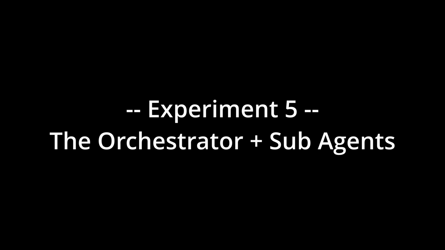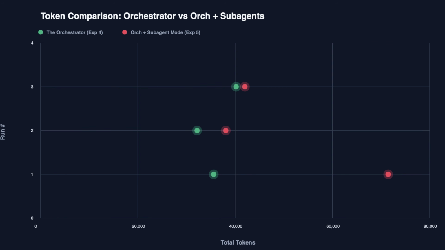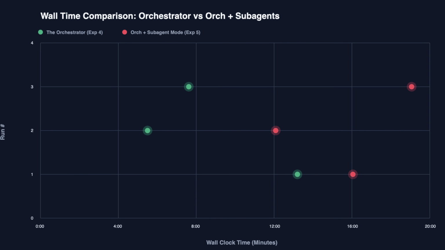Experiment 5 was almost identical to experiment 4, except that I set all of the agents except the orchestrator, and of course the built-in OpenCode default build and plan agents, to mode sub-agent. So token usage actually slightly increased, and I did ask Mimo 2.5 why, and it said, well, the platform OpenCode, the harness, probably adds system prompts and things for task delegation protocols, result collection, status tracking of the accounts.